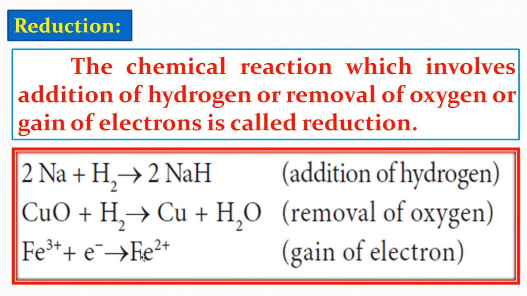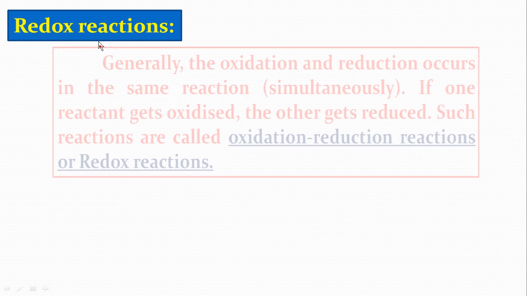Here removal of oxygen. Here gain of electrons. Here one electron is gained. So Fe3+ plus an electron gives Fe2+. It is the gain of electrons and it is called reduction. The third one, redox reaction.